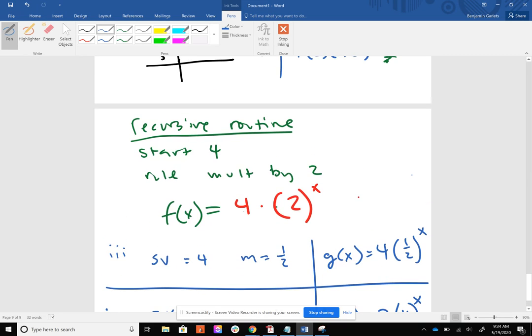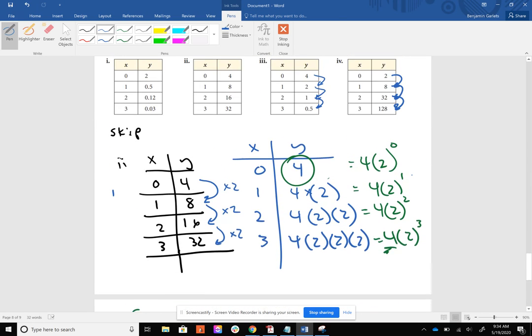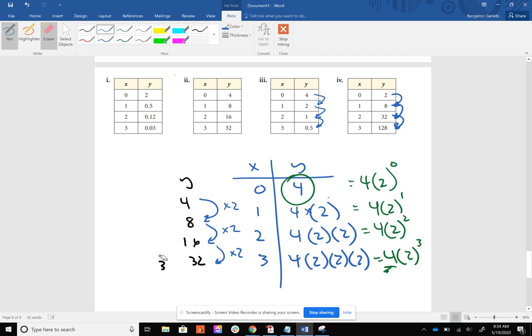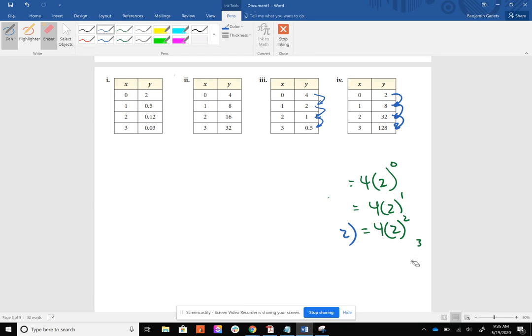Okay, well, Mr. Garlitz, that's all great, but what if we don't know how to find our constant multiplier? Like, what if it doesn't look that easy like it did in example 2, 3, and 4? All right, so let's take a look at example 1. So in the case that you don't know what your constant multiplier is off the bat, what you can do is create a simple equation to help you find it out.